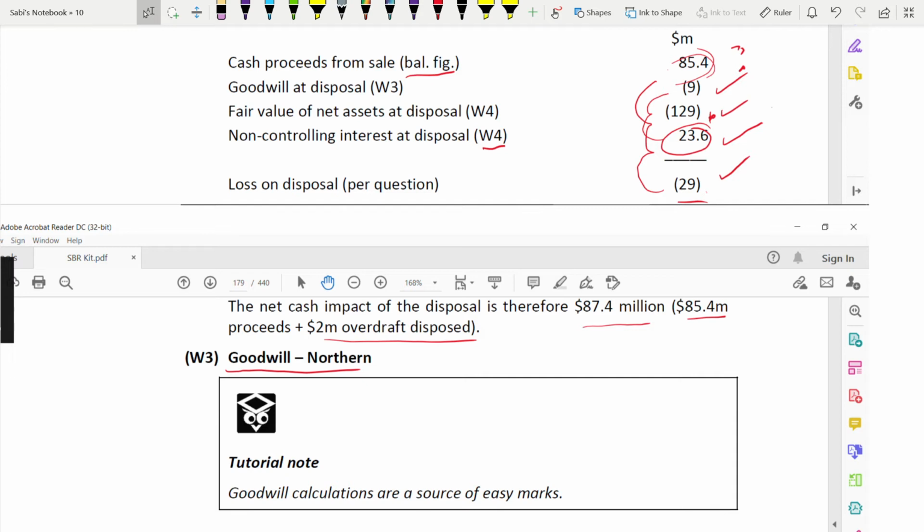When you see my video on IAS 7, where I have discussed and showed you demos, I demonstrated with a question when it's a disposal, how to adjust it, and when it's an acquisition, how to adjust the subsidiary's assets and liabilities. There we added. We didn't care whether it's an overdraft or a liability. We added if it's a disposal. Okay. So this is the cash proceed from sale. We add the 2 million overdraft disposed from the subsidiary. That's why it is 87.4 million. Okay.